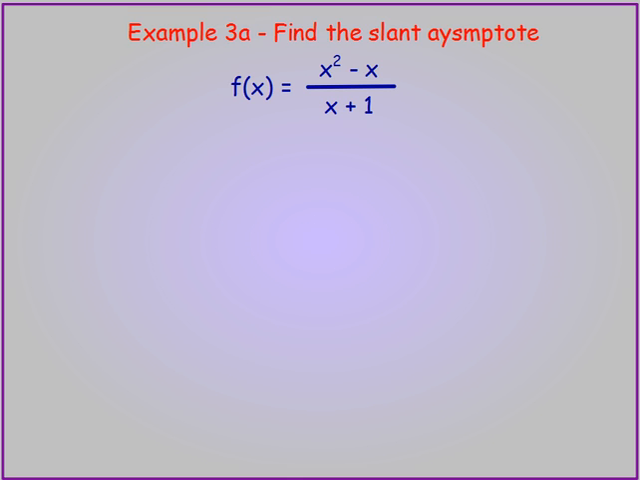So, here's my equation. F of x equals x squared minus x divided by x plus 1. All I'm asking you to do here is find the slant asymptote. So first of all, check, is there a HA? What's the degree of the top? What's the degree of the bottom? 1. So the numerator is bigger. Does everybody agree that there is no HA? Alright? So now that I know there's no HA, I can move on to find my SA.